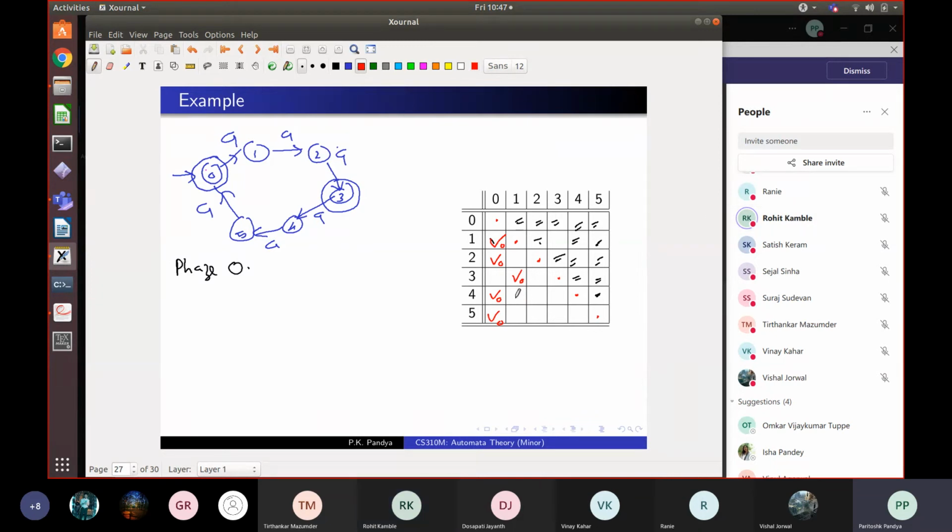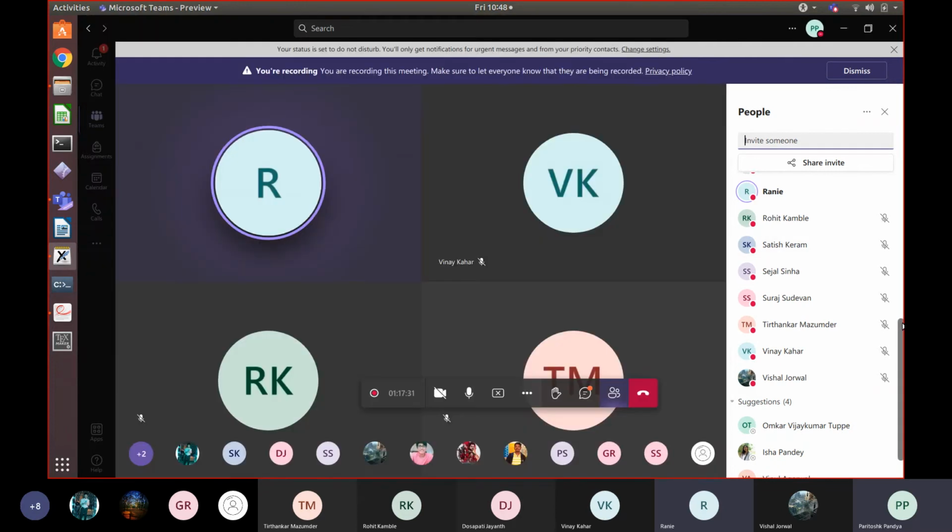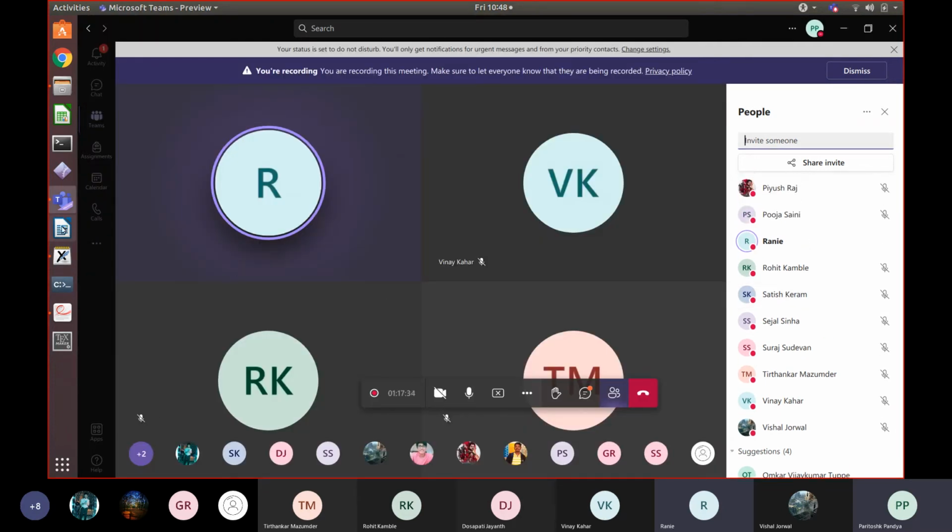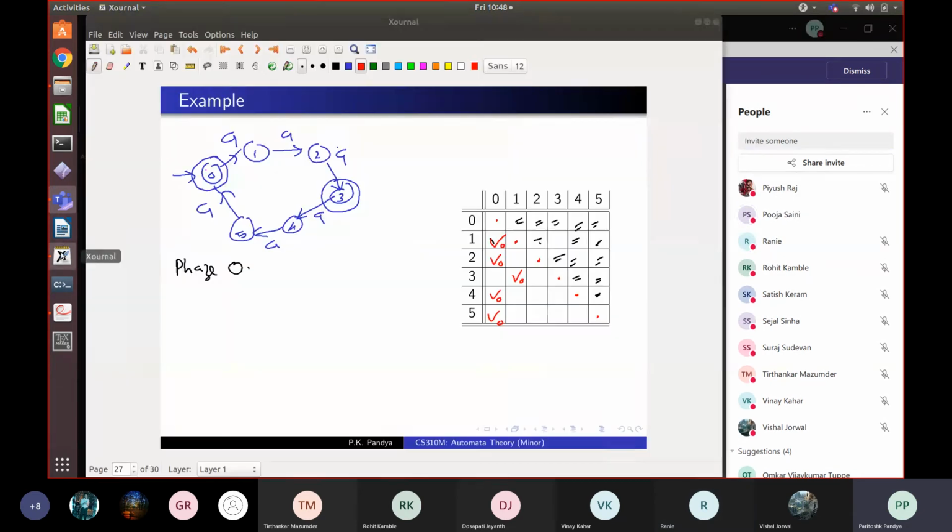Rani, what about 1, 4? Sir, can you hear me? Yeah, I can hear you. Yes, we shouldn't mark that. So should we mark 1, 4? No, sir. Why? Because both are non-final, right? Yes, sir. Yeah, so that's correct. Pooja, what about 1, 5? Not marked, because both are non-final. So this is correct.